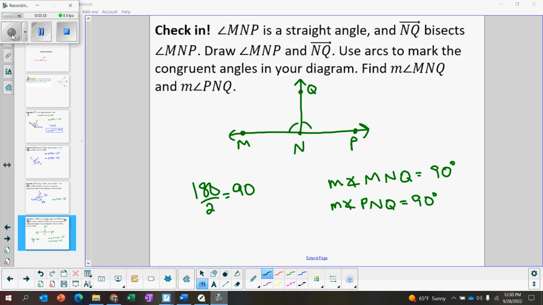All right, so it told us that angle MNP was a straight angle. We know a straight angle means a straight line, and ray NQ bisects that angle. So when I draw it, I have my straight line cut in half, so these two pieces are equal, and if the whole thing was 180, cutting 180 in half gives me 90. So each of the angles would be 90 degrees. And that is it for angle bisectors.